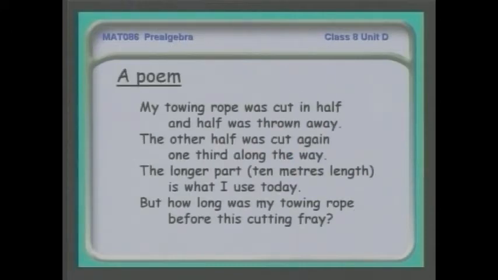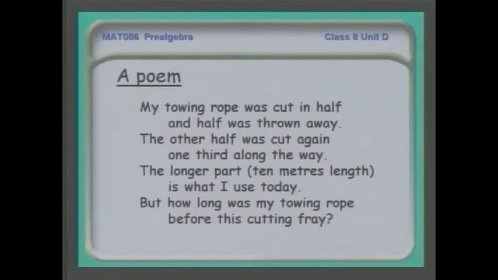Here's my favorite problem for this class. It's a poem. My towing rope was cut in half, and half was thrown away. The other half was cut again 1/3 along the way. The longer part, 10 meters length, is what I use today. But how long was my towing rope before this cutting fray?